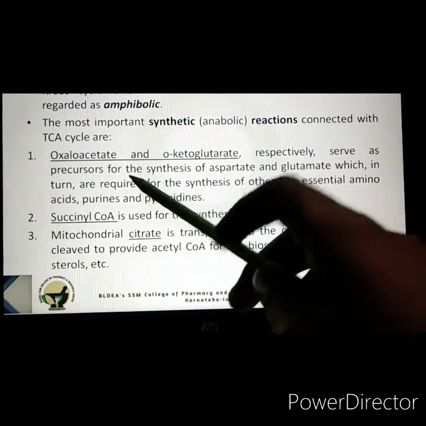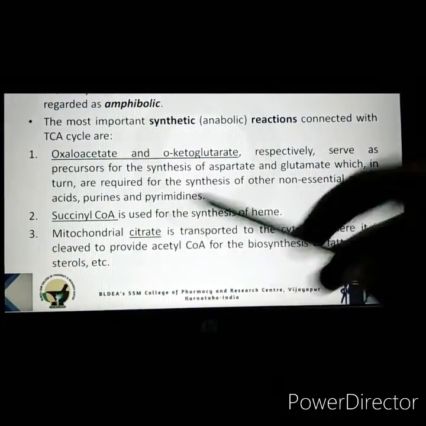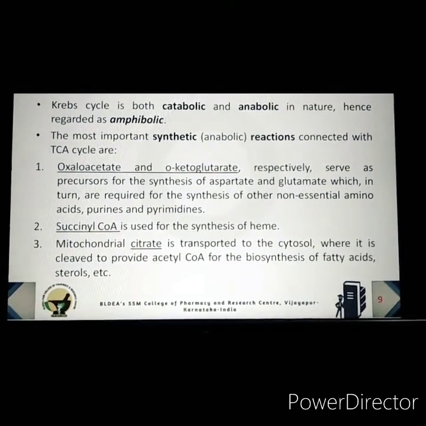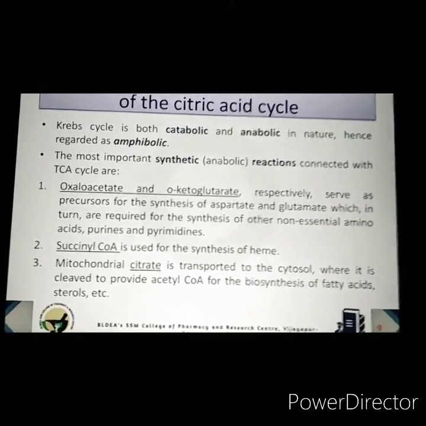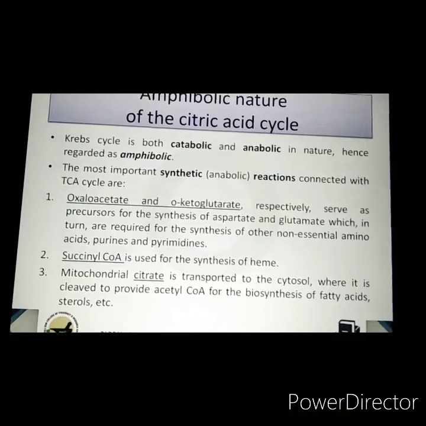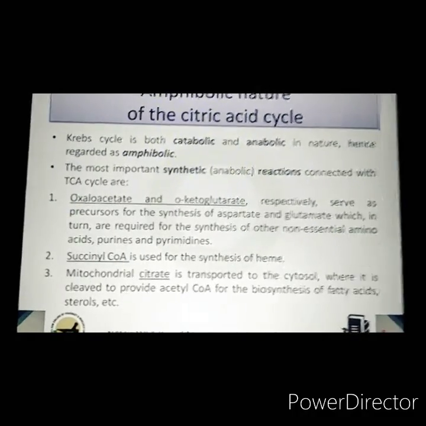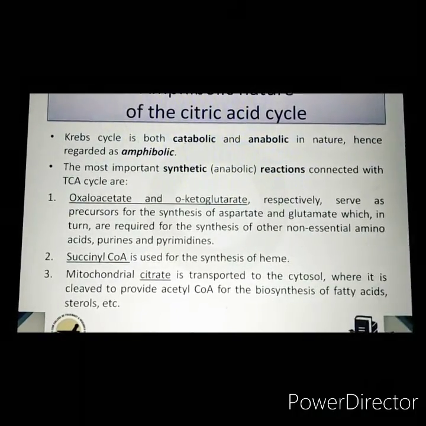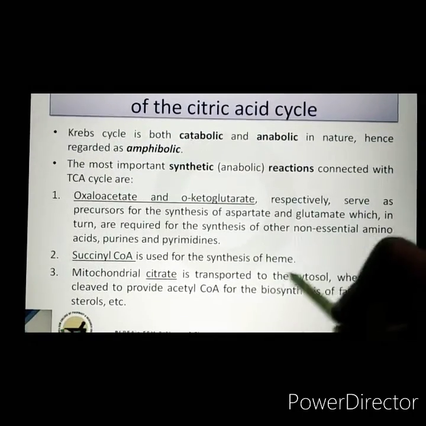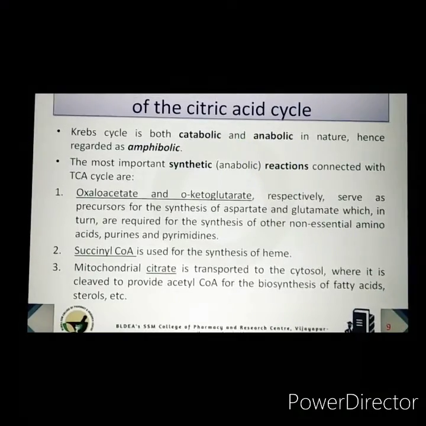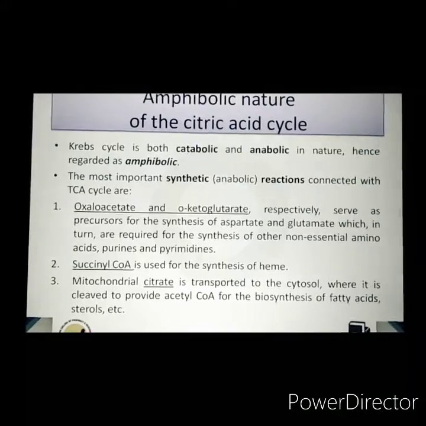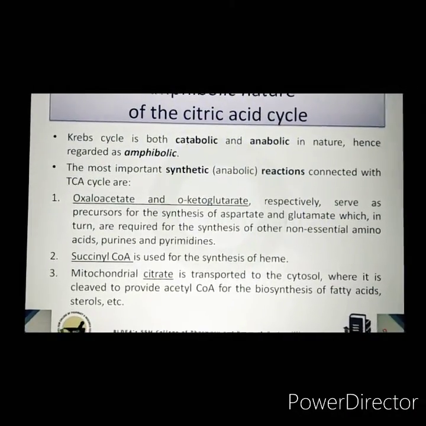Another important intermediate, succinyl CoA, is used for the synthesis of heme. This heme is a very important and essential component of the electron transport chain. The electron transport chain consists of different complexes, and one of the complexes includes heme as its internal part, or internal protein. We will see how heme is responsible for complex formation in the ETC and how it is utilized for synthesis of ATP in our next video, that is electron transport chain.